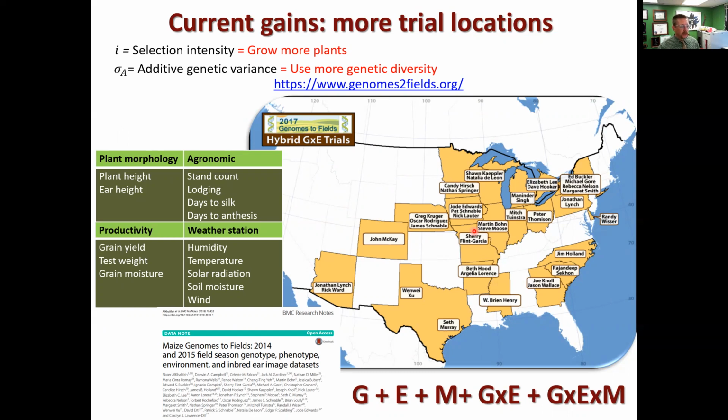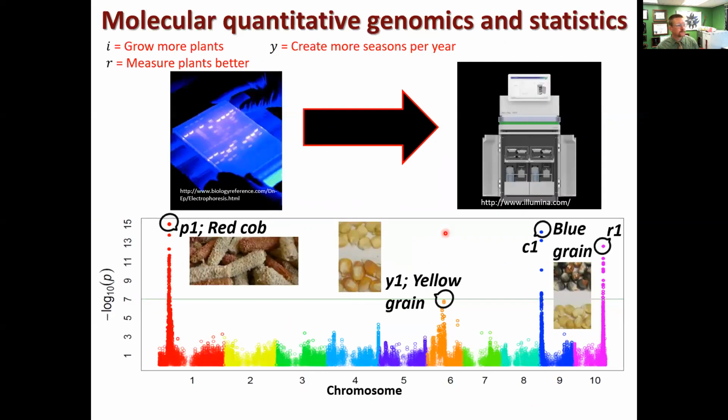And I know CIMMYT and many of the internationals have excelled at this for a long time, where everybody is growing the same or similar material, so it can be analyzed jointly, and you can really try and get at the underlying basis of variation that's useful.